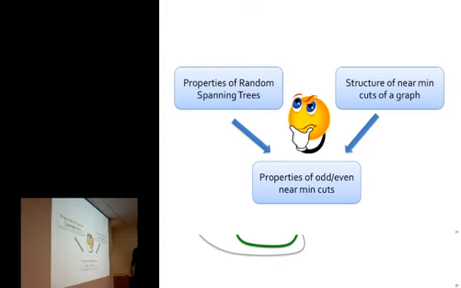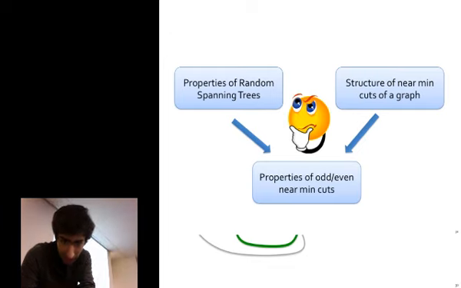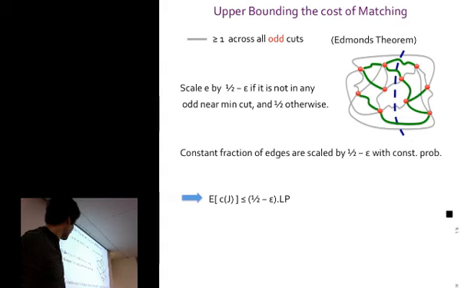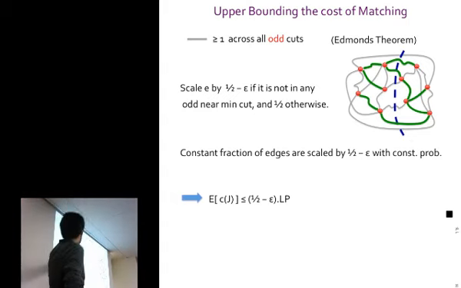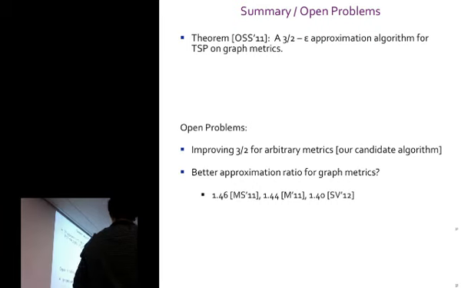I think I would not have enough time to continue on this. So at the end of the day, what we do is that if an edge is not in any odd near minimum cut, we scale it down by 1/2 minus epsilon. Otherwise, we scale it down by 1/2, and this would work. You can ask me after the talk why it would. And so for this part we give 3/2 minus epsilon for graph metrics.